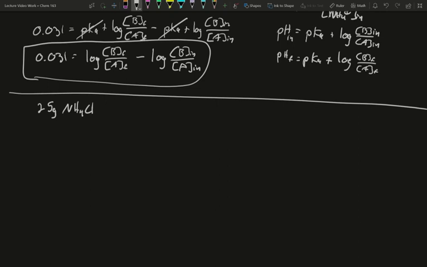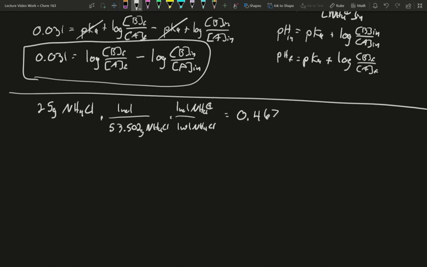When these dissolve, they fully separate. You get the weak acid ammonium, and you get a chloride, which is a non-basic salt. So 25 grams of ammonium chloride, it's about 53.502 grams of ammonium chloride in 1 mole. And there's 1 mole of ammonium chloride for every 1 mole of ammonium. And so we find the amount of ammonium that we're going to create, which is 0.46727 mole.